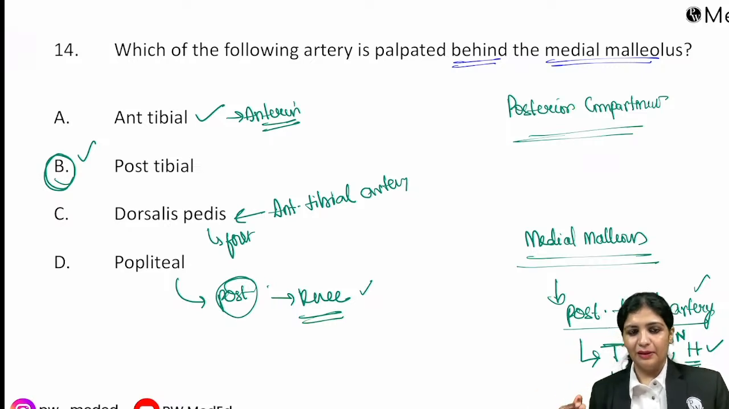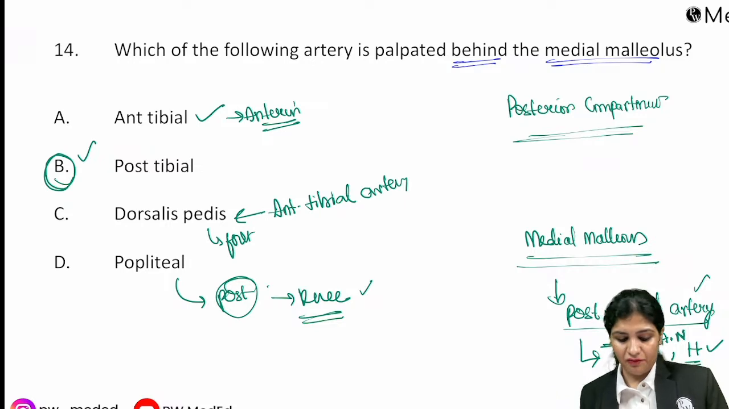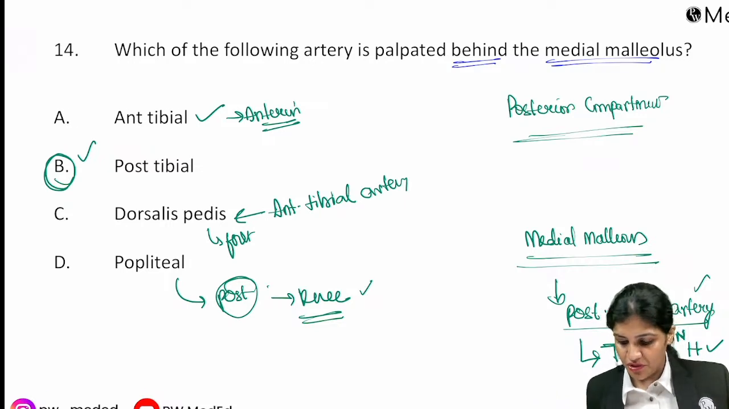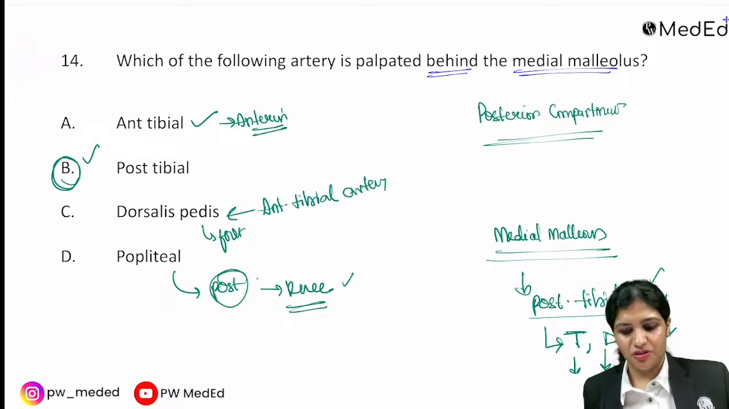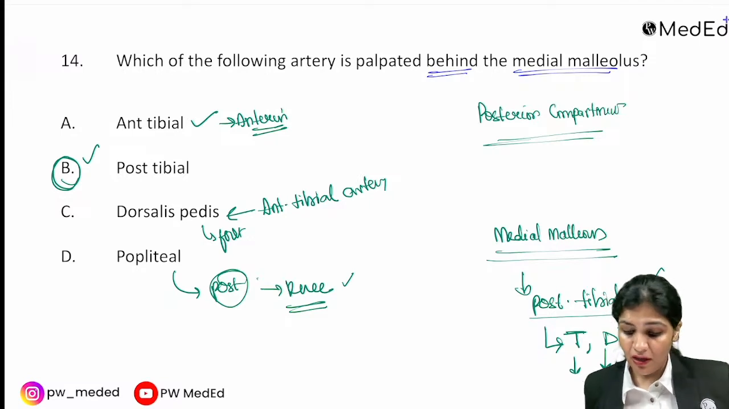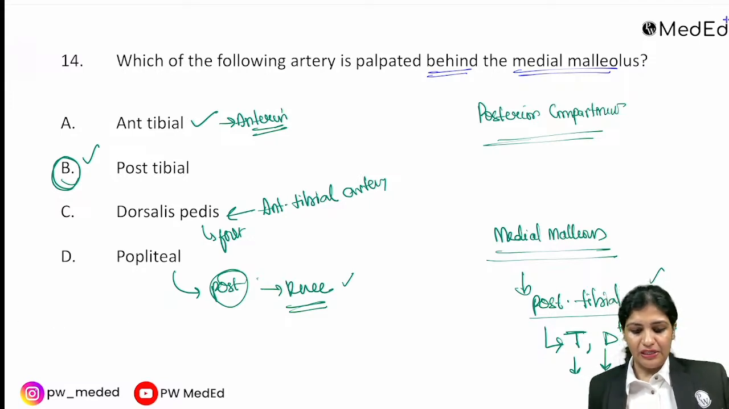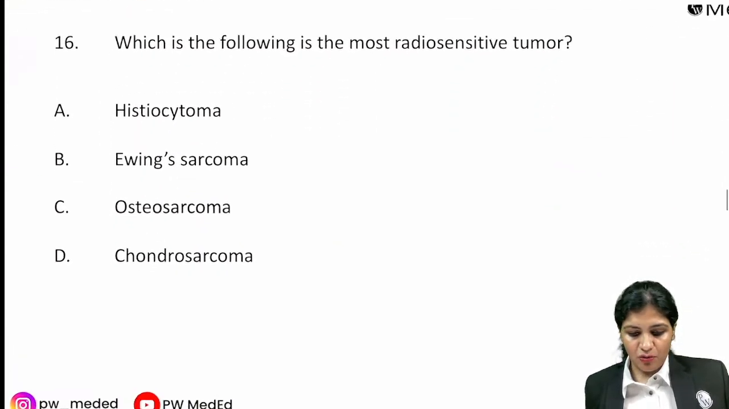So this is how the structures are arranged behind the medial malleolus. So do you remember them as Tom, Dick and a nervous Harry, right? So that is the posterior tibial artery associated with the posterior tibial nerve in the posterior compartment behind the medial malleolus, right? So now let's go to the next question.